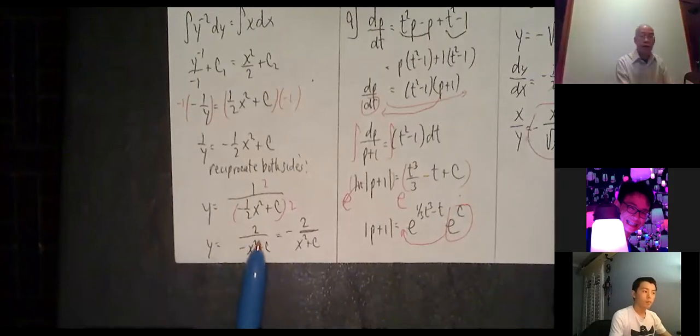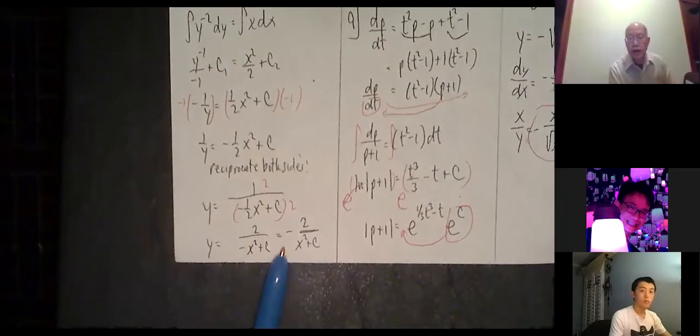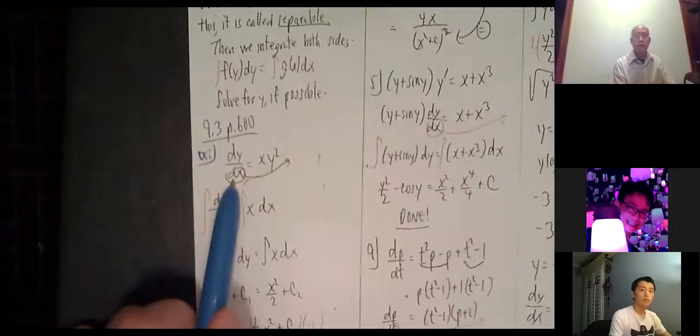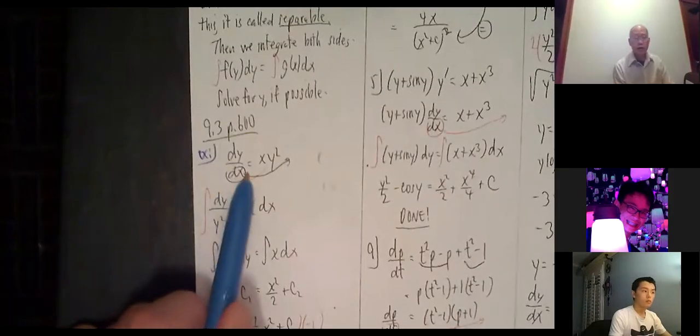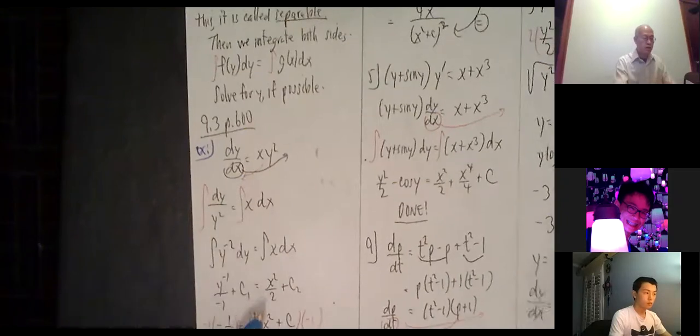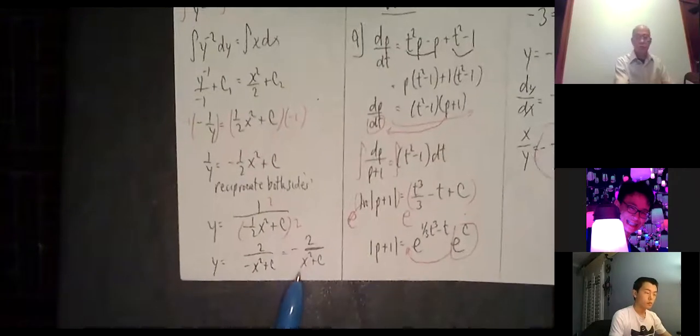So y equals negative 2 over x squared plus c. Notice this is our first attempt to actually solve a differential equation. Yes, we actually are solving this differential equation, dy dx is equal to x y squared. So y is equal to that.